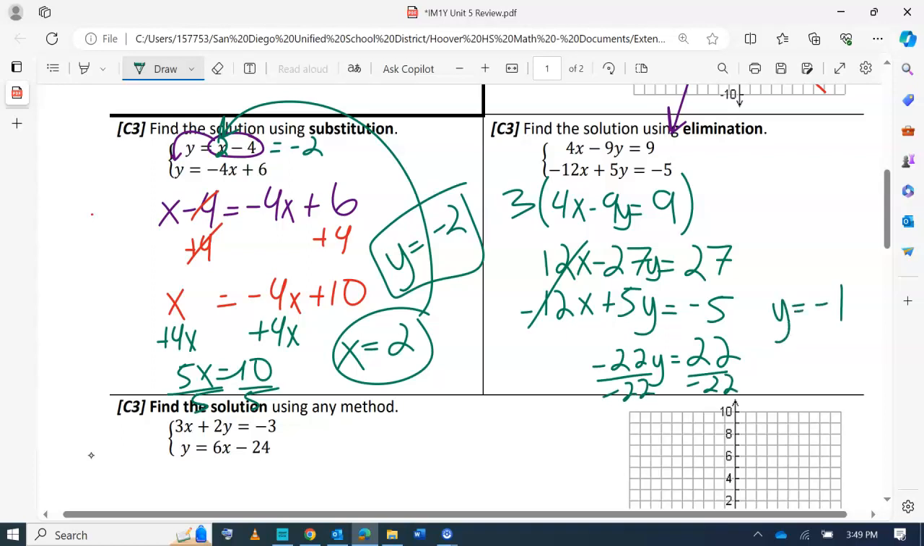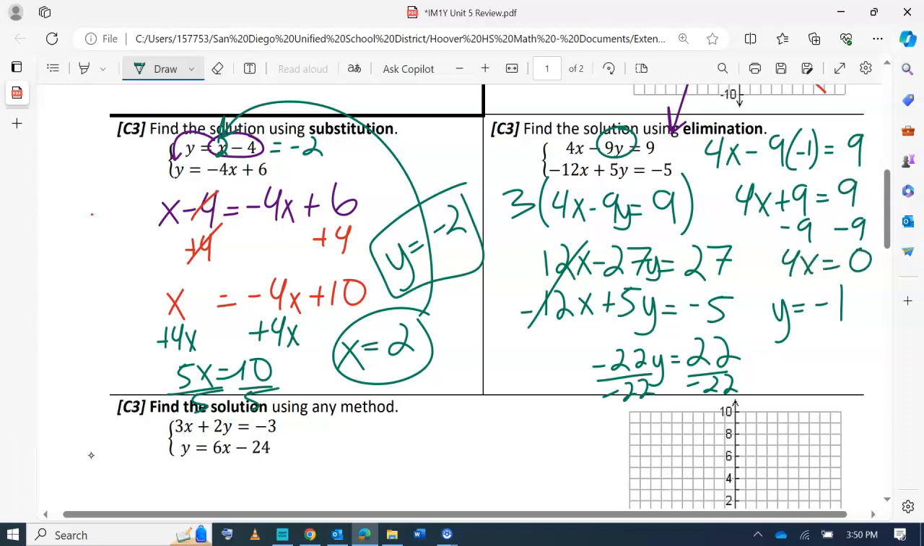And just like the other question, we got to put that y equals negative 1 into one of the equations. I'll do the top one for no reason at all. Just use the top one. Minus 9 times our negative 1 equals 9. Do some math. Negative 9 times negative 1 is 9. We are going to subtract the 9 from both sides. 4x equals 0. If we divide both sides by 4, we get x is equal to 0.